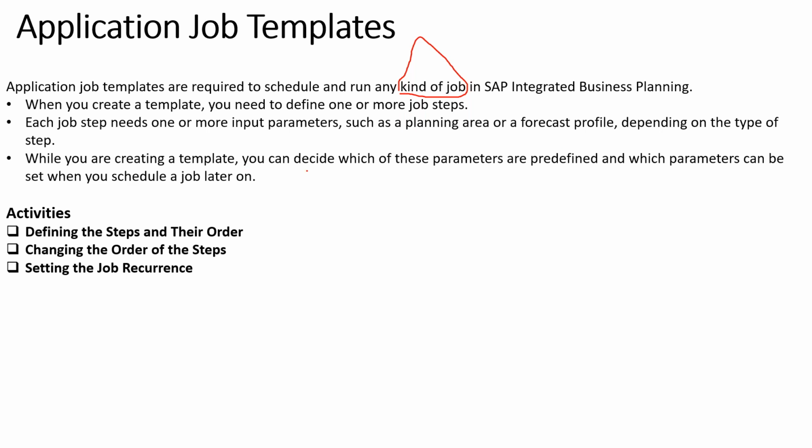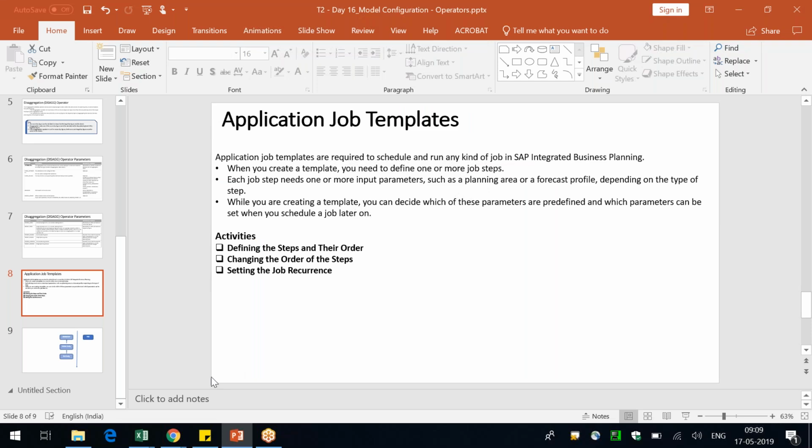And when you create a template, you can decide which of these parameters are predefined and which of the parameters can be set when you schedule a job later on. So when you're running a job, you can further filter it out, and then you can schedule that job through the application job. So that option is also there. So what activities can we do? We can define the steps and their order, we can change the order of the steps, and we can do settings for the job recurrence. So this is about the application jobs.